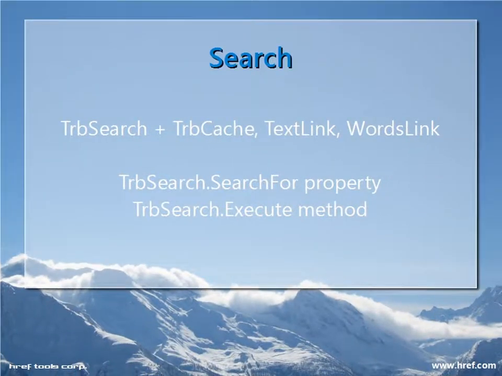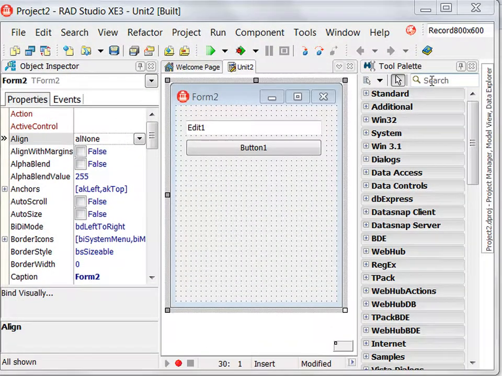Now it is time to build a search project from scratch in Delphi. The primary component is TRB search. As in the make example, it will be connected to a cache, a text link, and a words link. What we'll do is set the search for property to the phrase to be found, and then we will call the execute method. We start with nothing but a form that has a standard edit box and a standard button.